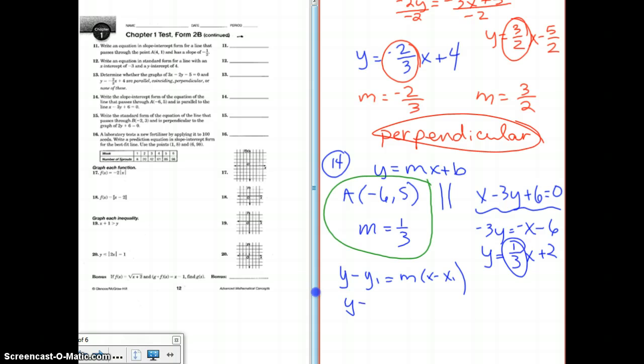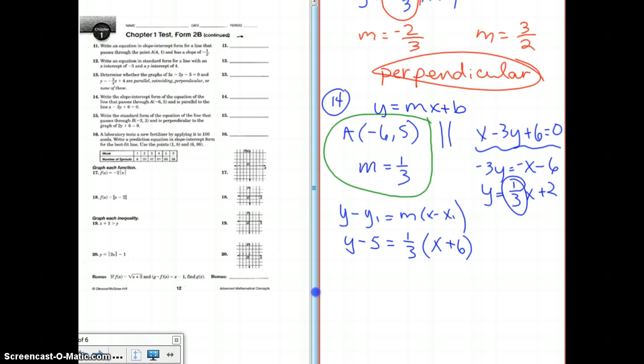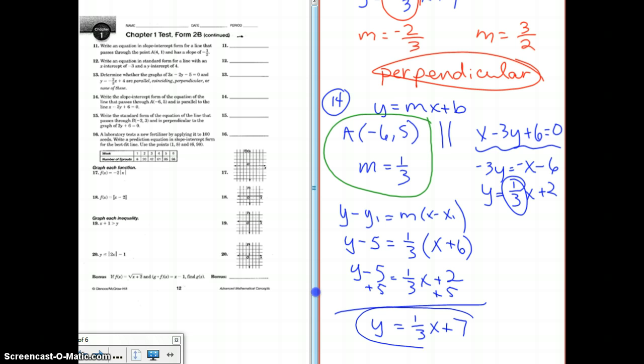Y minus y1, which is 5, equals 1/3 times x minus -6, which would be plus 6. And we'll do a little simplifying. Y minus 5 equals 1/3 x plus 2. Add 5. I get y equals 1/3 x plus 7. And that's the slope-intercept form.